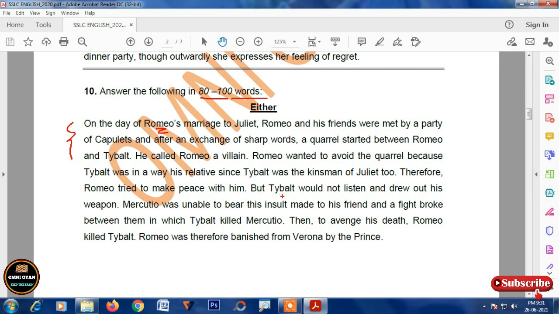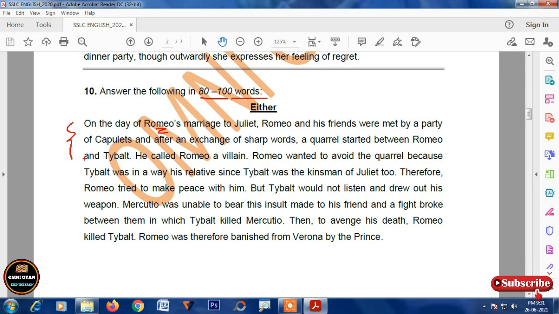Okay, and the limit is 80 to 100 words, obviously the answer has exceeded 100 words here. Sometimes you have to put in all the details, you cannot miss out any details, and in doing that it exceeds the word limit sometimes. So try to maintain the word limit.